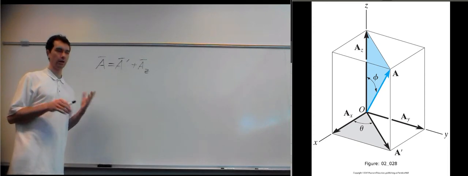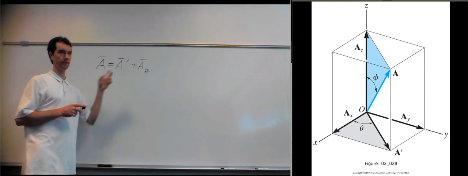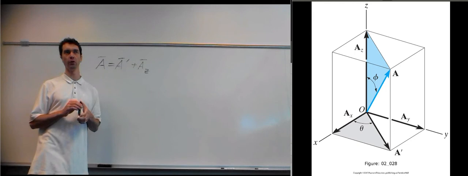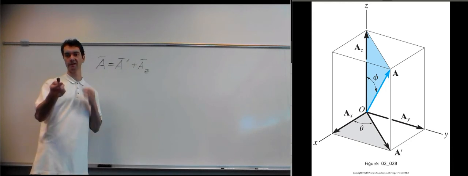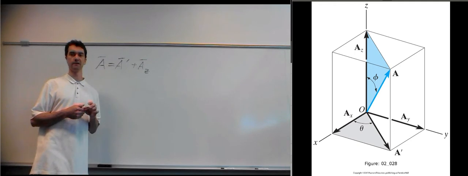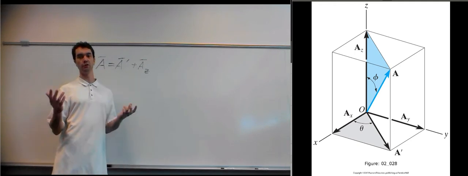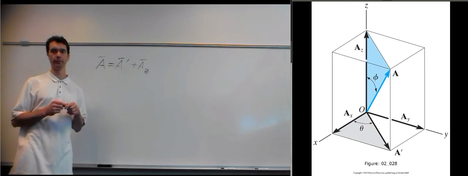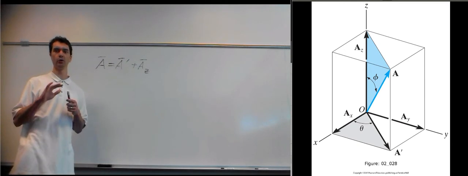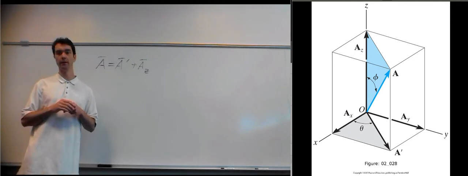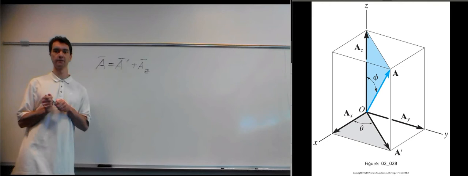For this figure, I'll write equations for A prime and AZ, but you need to be careful because it depends on how the angles are defined. In this case, the angle phi is defined relative to the z-axis. In some cases, it might be defined relative to the xy plane, and in that case, these equations don't work. The point is, just look at the geometry and think about the definition of cosine and sine, and that way you can get the components.